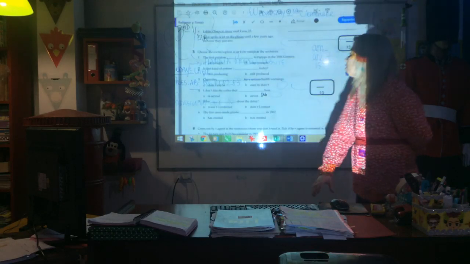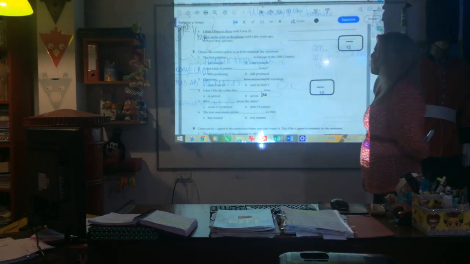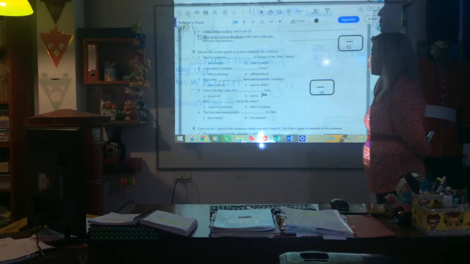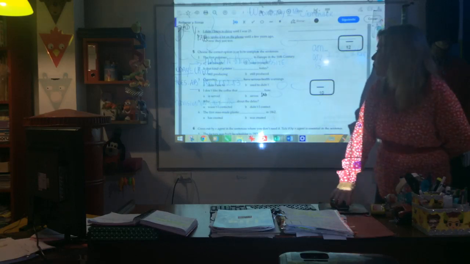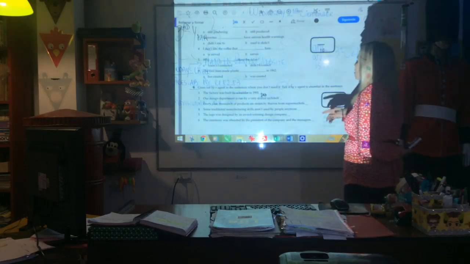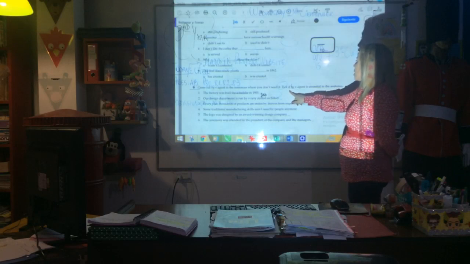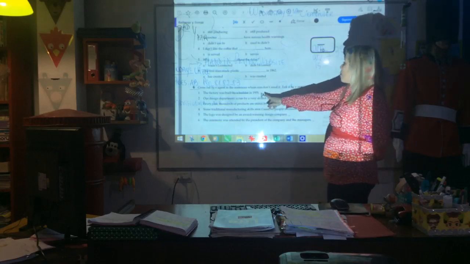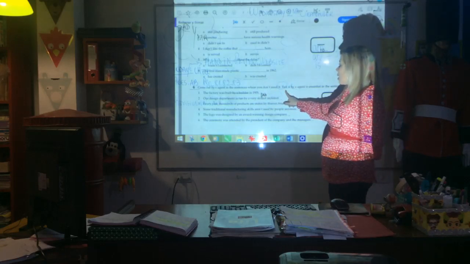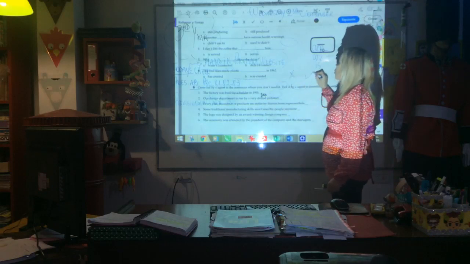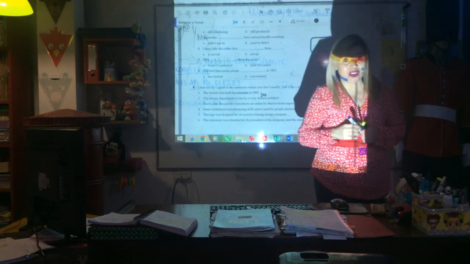Okay. Exercise 5. Choose the correct option to complete the sentences. Okay. Is it clear? Yes. Good. Cross out "by" plus agent in the sentence where you don't need it. Tick "by" plus agent where it is essential. So, we are going to put a tick, yes, we are going to put a cross when "by" is not necessary and a tick when "by" is necessary, okay?